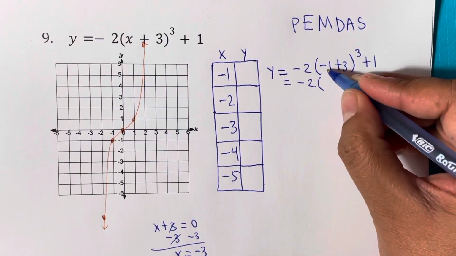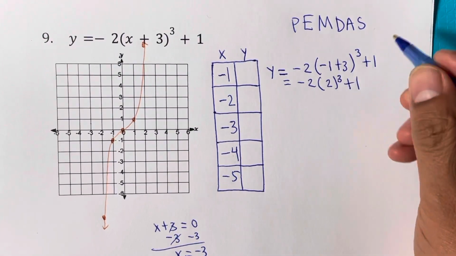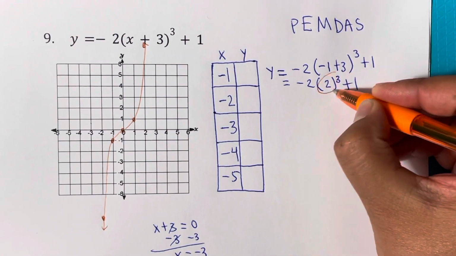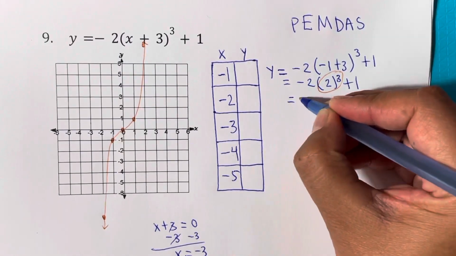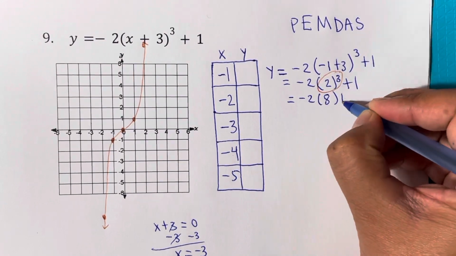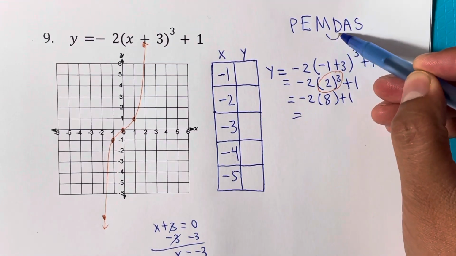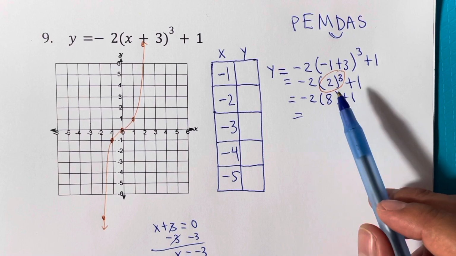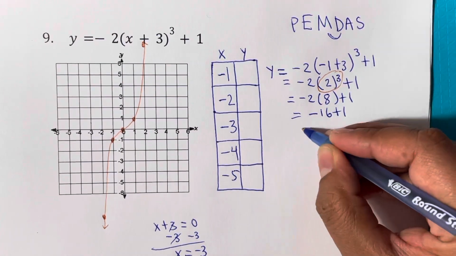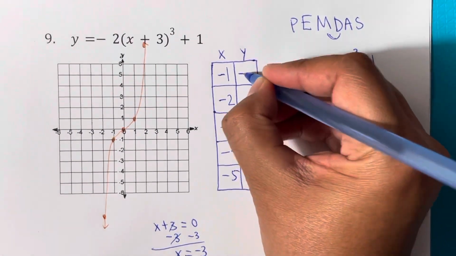Negative 2 times negative 1 plus 3 is positive 2 cubed plus 1. After parentheses, you do the exponents. That means that you're going to be doing this right here. So bring the rest down, negative 2, and then 2 times 2 is 4 times 2 is 8, and bring down plus 1. Then after the exponents comes multiplication and division, whichever comes first. In this case, we only have multiplication. Negative 2 times positive 8 is negative 16 plus 1, and then finally negative 16 plus 1 is negative 15. So for this one it is negative 15.